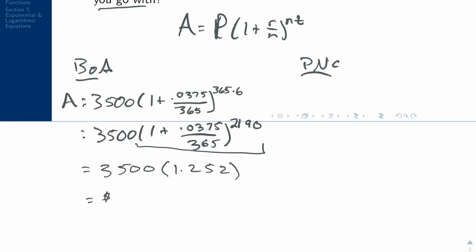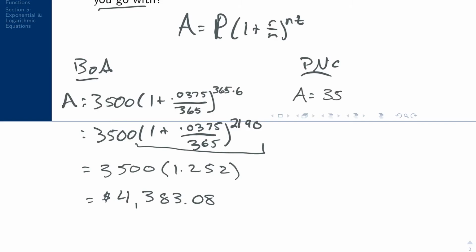And when we multiply them together, our account in Bank of America will be a grand total of $4,383.08. This isn't how much more money we have. This is how much total money we have. So we make close to $900 for just saving the money and not doing anything. It's a pretty good deal.